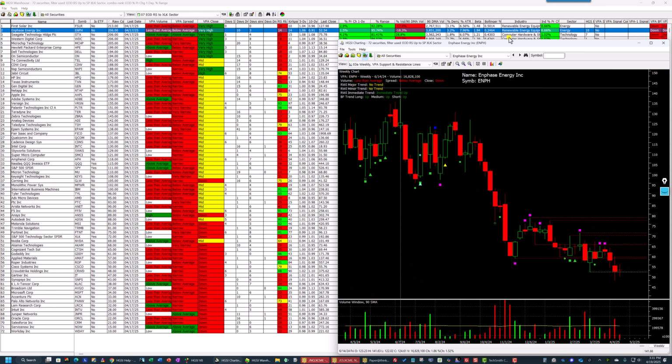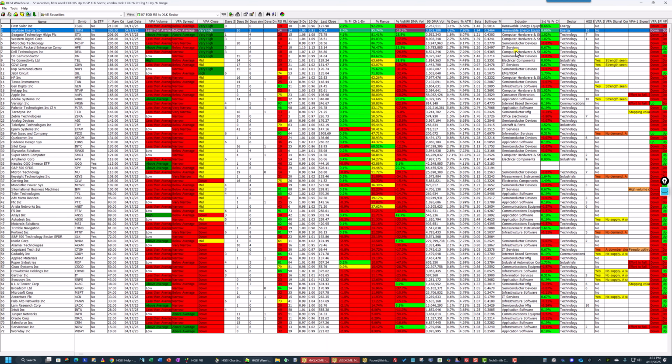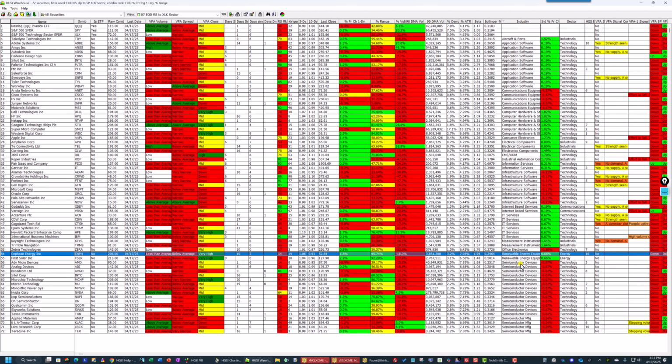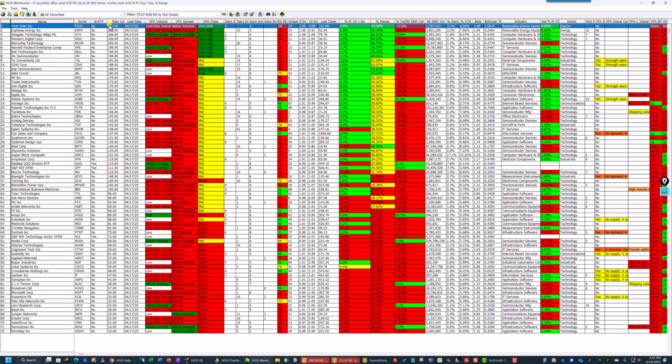What's interesting here is that there are 2 renewable energy equipment stocks on top. I'm going to resort this. Those are the only 2 in here, it looks like, that belong to this sector. But they're worth keeping an eye on.